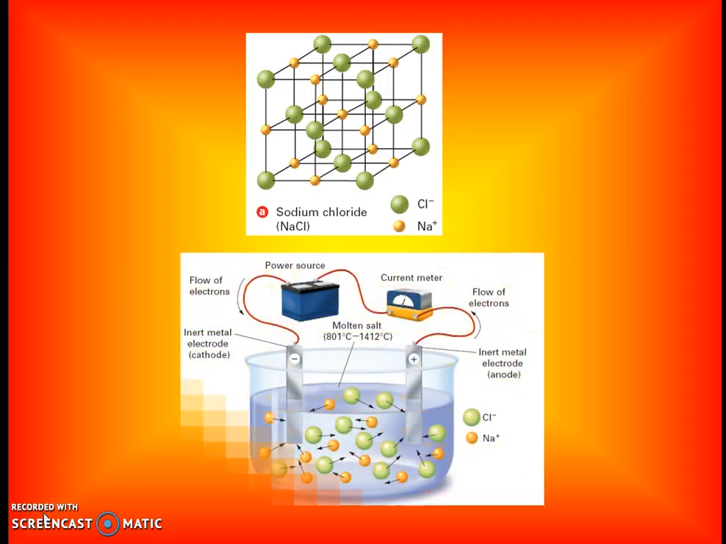And here is a picture of molten sodium chloride. Again, those charged particles. And up top we see a battery with a voltmeter showing how the electricity is flowing within that molten sodium chloride. And the charged particles can move to the anode and the cathode within it.